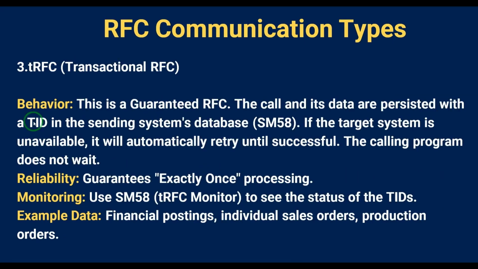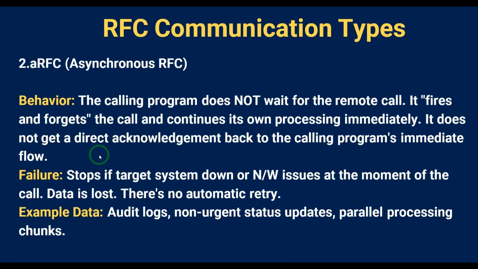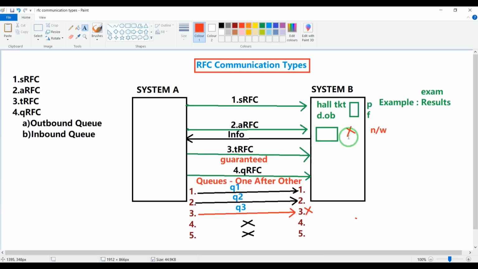But coming back to transactional RFC, if you are on system B, you are getting the information from system A. While sending back, your system is down, or due to network issues it is not giving the response back to you. Whenever your network is fine and your system is fine, you have to go manually and enter the hall ticket number, DOB, and the other details, and only then you get the results. So this is about asynchronous RFC.